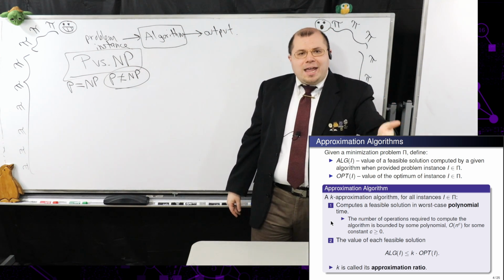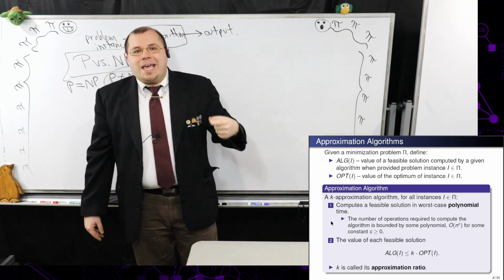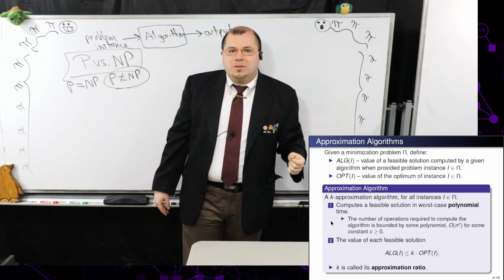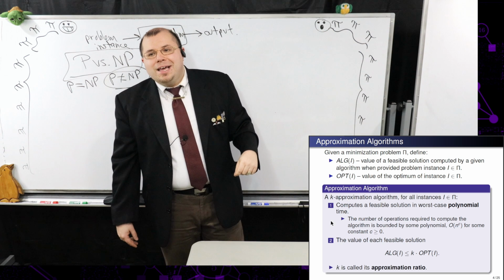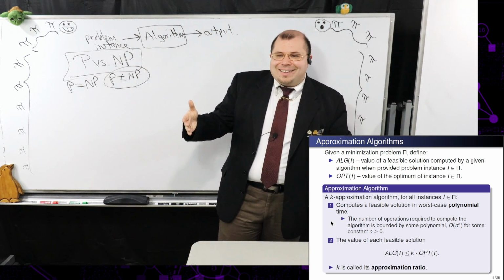So we call this k the approximation ratio, and the intuition behind it is that I would like to make k as close to 1 as possible, because if I give you a 1 approximation, that would simply mean that the algorithm always produces the optimal answer, right?